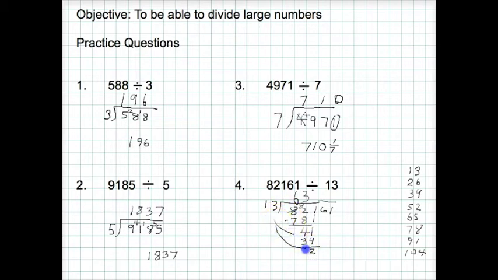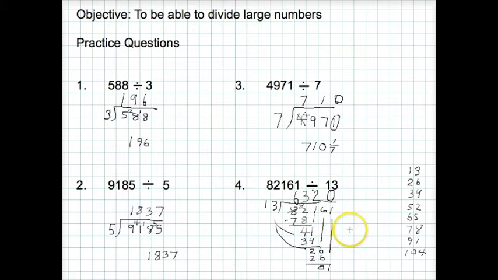13 into 2 won't go. We bring down this 6 here and do 13 into 26, which goes twice, and 2 13s are 26. If we take that away from 26, we're left with 0. 13 into 0 won't go, so we bring down this one. And 13 into 1 won't go either. So we know that if we put 0 up the top there, 13 into 1 won't go, so we know that we've got this one remainder.